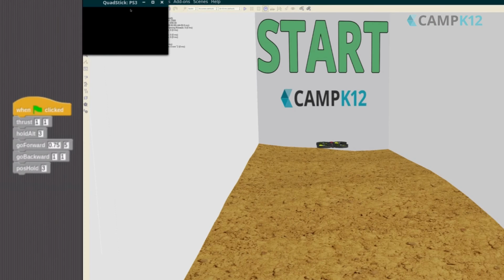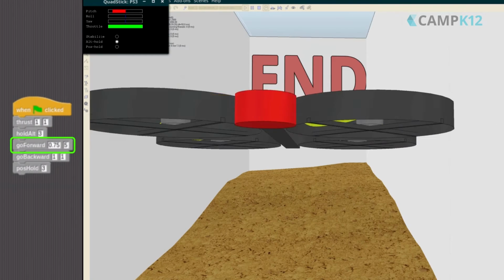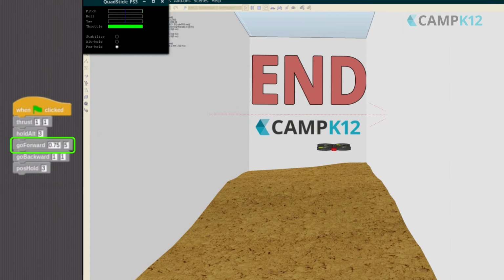So now I'm going to show you exactly what the drone does in the simulation. As you can see, the simulation has now started. The drone flies up, holds altitude, and then pitches forward so the drone moves forward. The drone is now flying forward, and it pitches back to cancel out its forward momentum and hold its position.